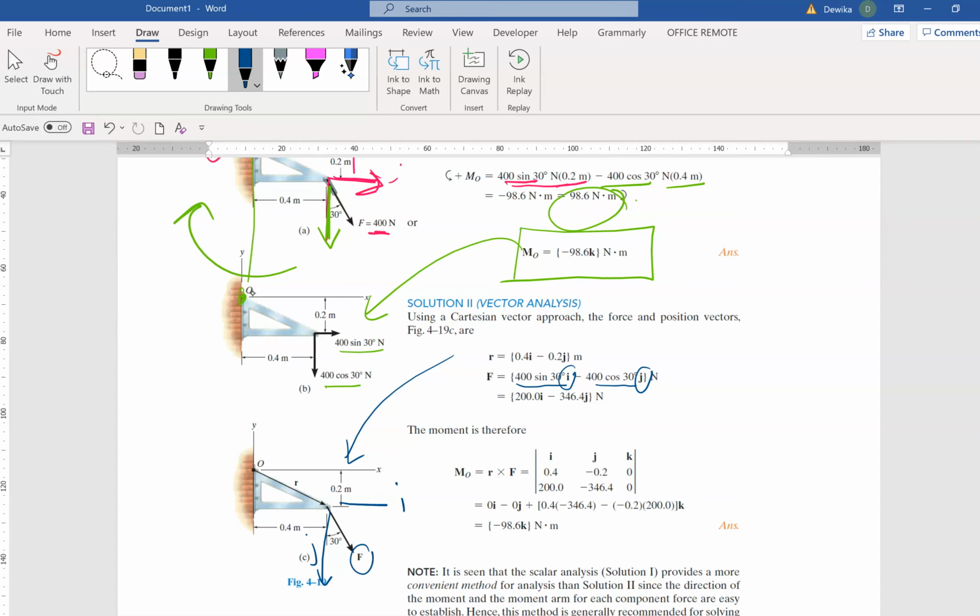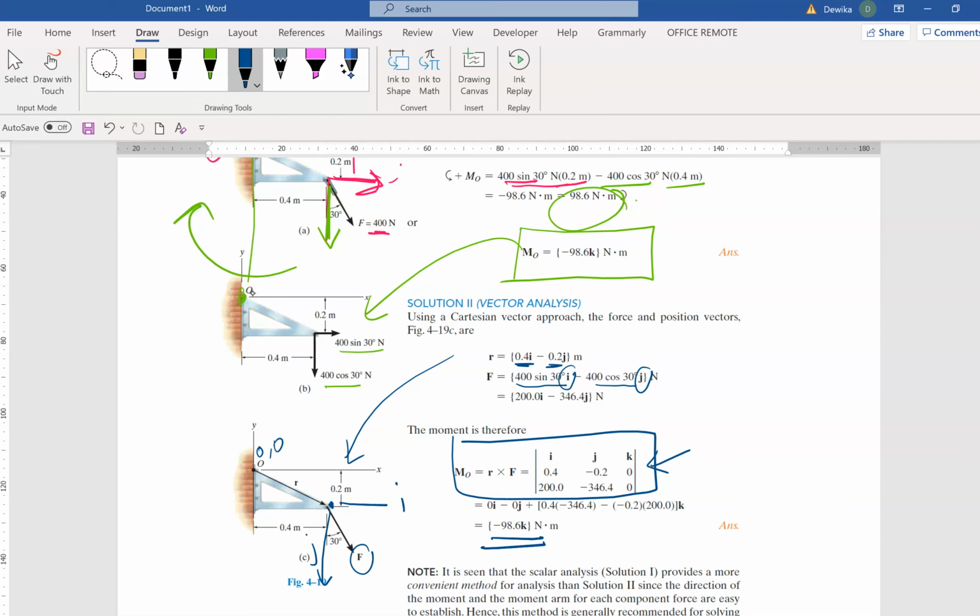Now what is R? Once again, remember O is the 0, 0 coordinate. At the edge here, you have the coordinate 0.4 and 0.2. So what is R? R will be 0.4 I minus 0.2 J. So how do you do the cross product? You arrange it into the matrix. This is the most important part that I check, and the final answer.